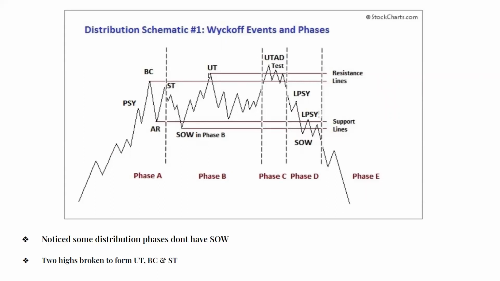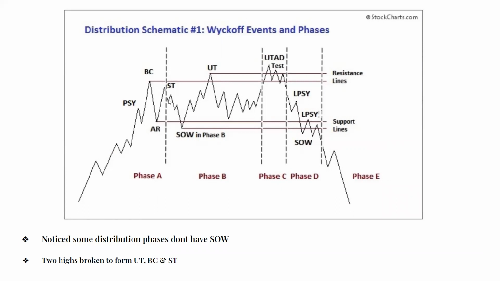But yeah, so going back, PSY, BC, I believe that's the buying climax. The AR, I think that's an automatic reaction, I think, if I'm not forgetting. But the ST closes below the BC, does not break above. But then from the ST, we go on to break below the AR, forming the sign of weakness.